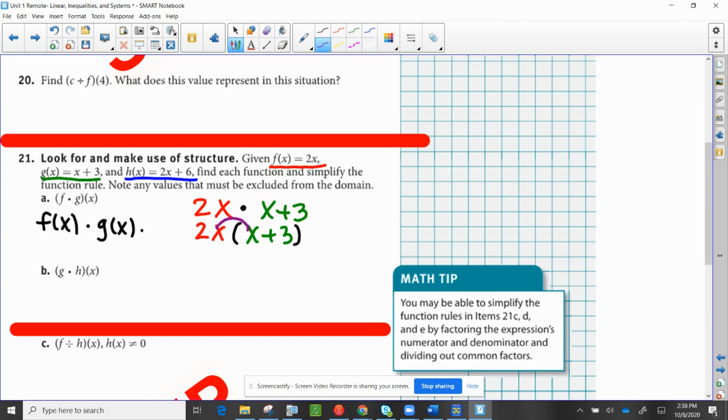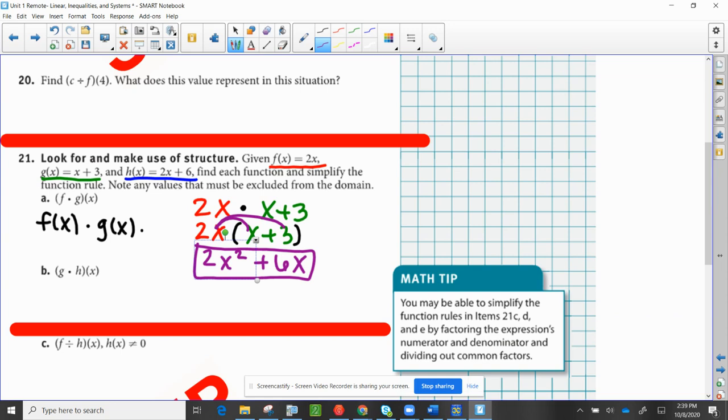So 2x times x, that's going to give me 2x squared. x times x gives me x squared. Okay. Then we have 2x times 3. Well, that's just going to give me a positive 6x. So that is our final answer. That is our product: 2x squared plus 6x. Okay. All right, let's do another one.